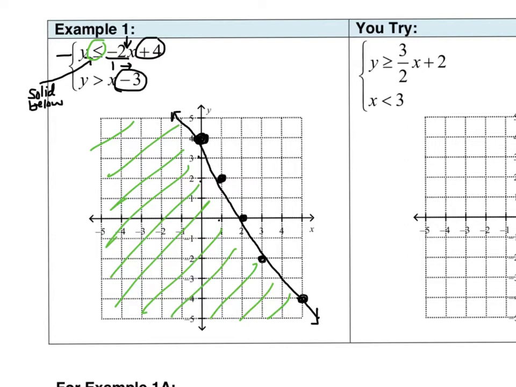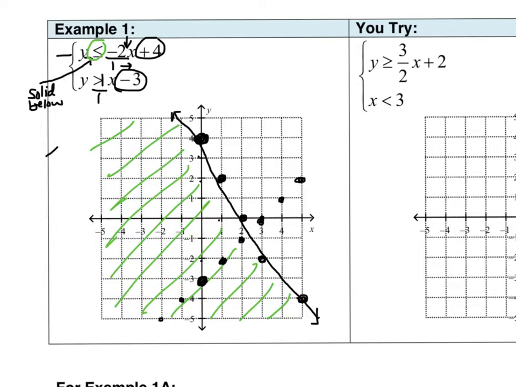Alright, now I'll graph the other line. I'm going to start down 3 on the y. My slope is 1 over 1, so I'll go up 1 over 1, up 1 over 1, up 1 over 1. This time we're not trying to see where the lines themselves actually cross. We're trying to see where the shaded regions overlap.